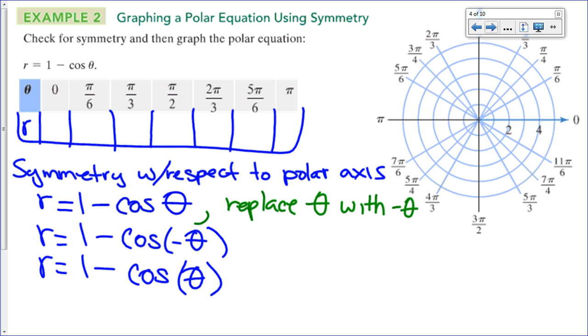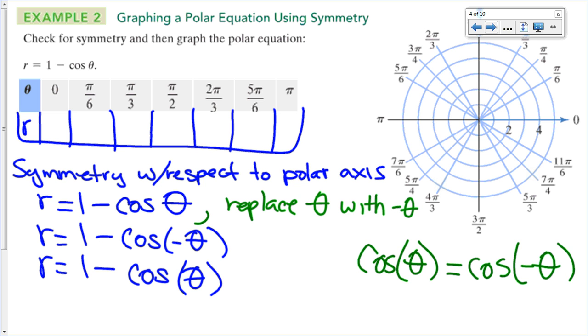In case you are wondering what that means, cosine is even, so I can say that cosine of theta is the same as cosine of negative theta. That's what it means. So what we did was replace this part with cosine theta. And so now you guys see that we have the exact same equation, right? So yes, it does have symmetry with respect to the polar axis.